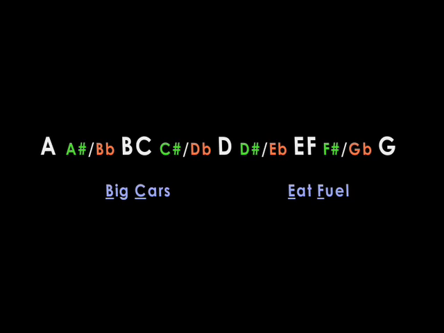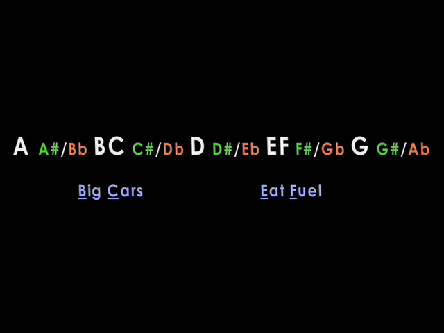There's one more note before you go back to A, because G and A are not stuck together. There's a note between G and A. It's higher than G, but it's lower than A. So this note is called a G sharp or an A flat. Now that's the whole musical alphabet.